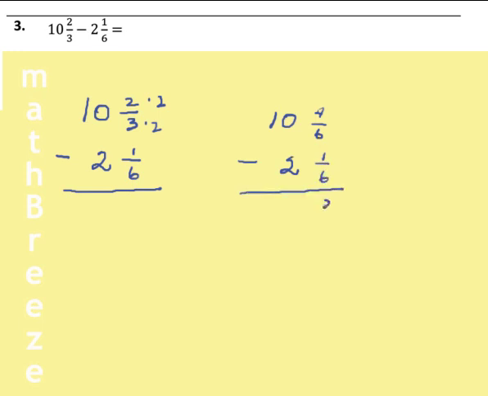So here we have 3/6. 4 subtract 1 is 3, so we have 3/6, and here we have 8. This we can reduce, divide by 3, and we have 8 and 1/2.